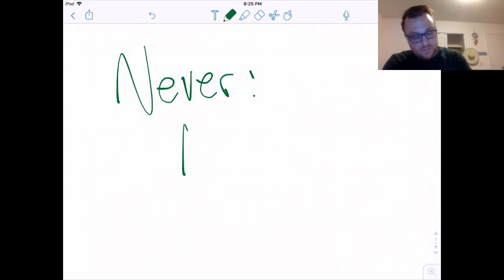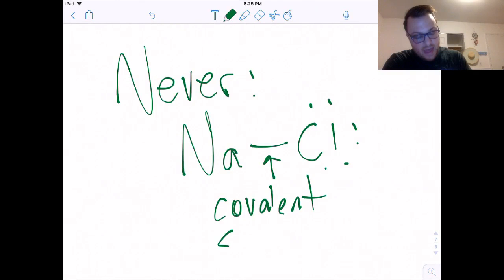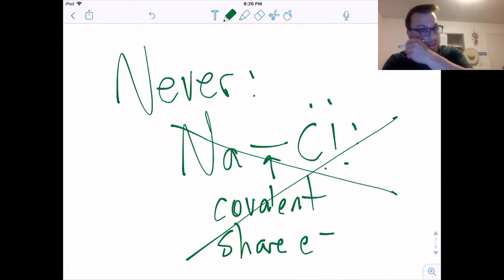That is a covalent bond. That is a sharing of electrons. Ions do not share electrons. So never show an ionic compound bonding with a line, because the line represents sharing electrons, which ionic compounds do not do.